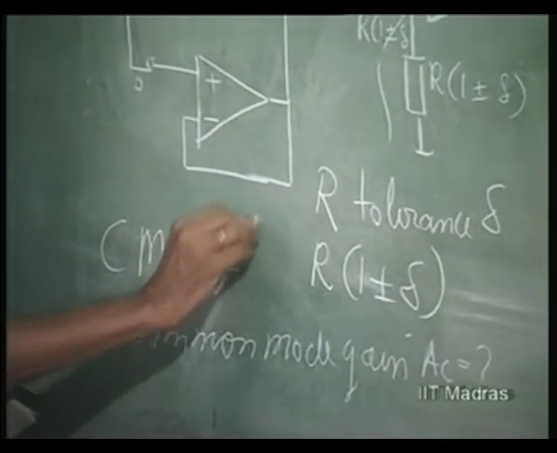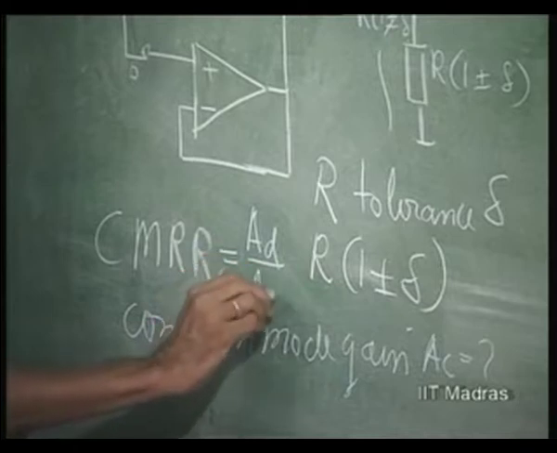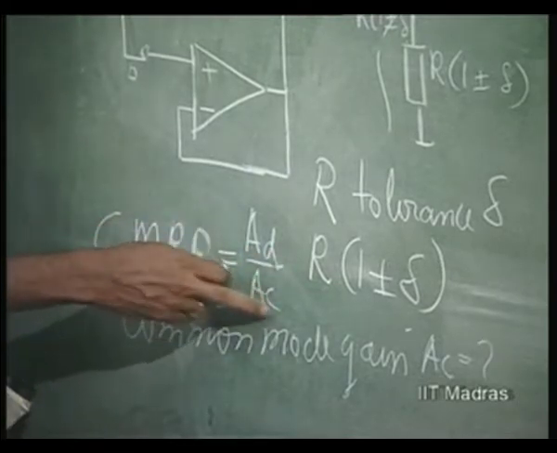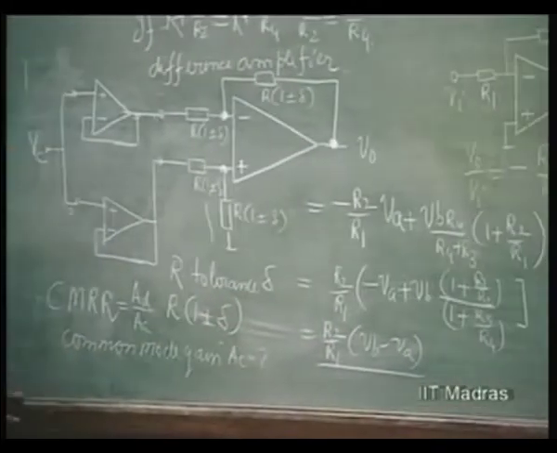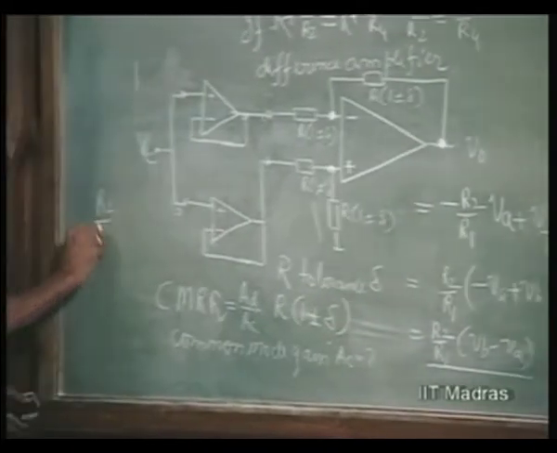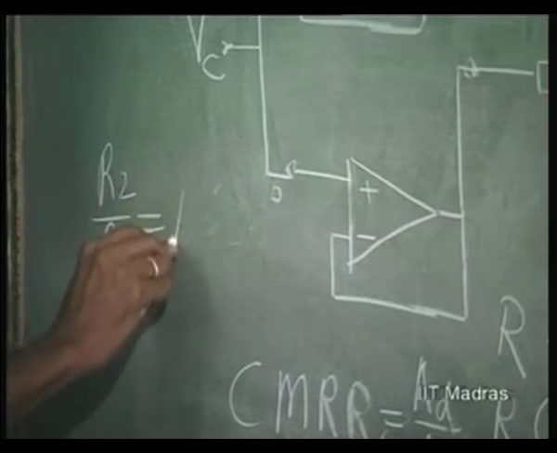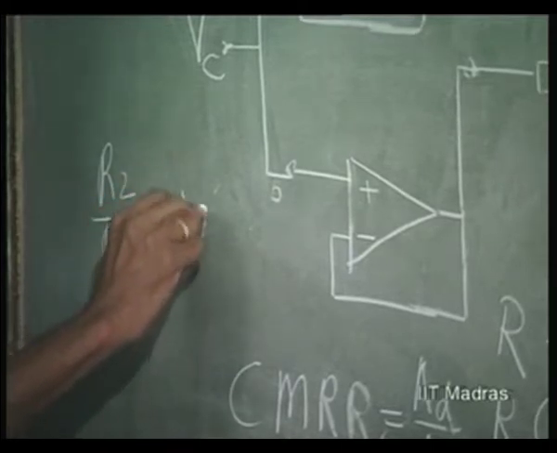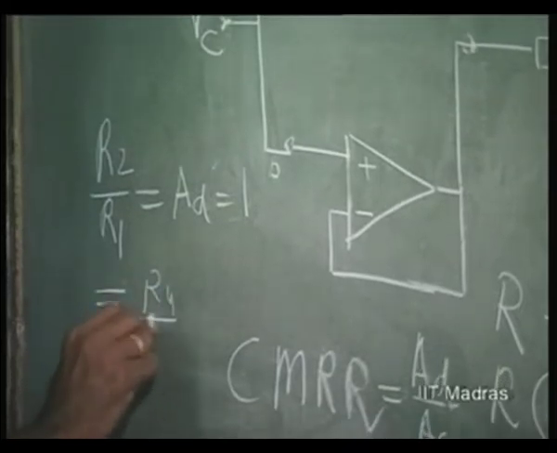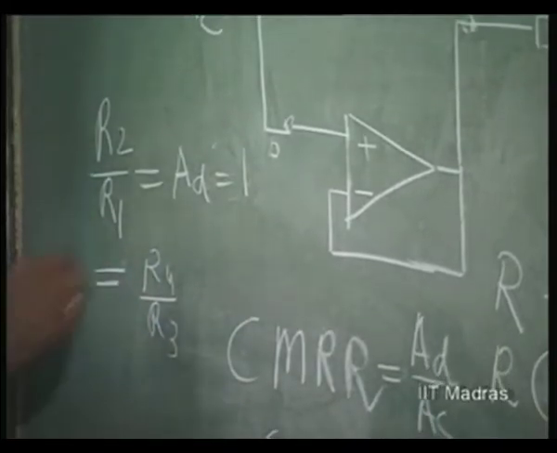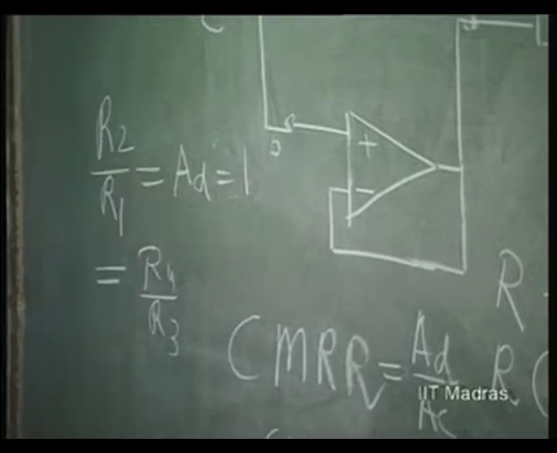CMRR is nothing but AD by AC, the differential mode gain divided by common mode gain. Differential mode gain has been made equal to 1, R2 equal to R1, so AD is equal to 1. But we have to also make R2 by R1 equal to R4 by R3, that means R4 also has been made equal to R3, nominally the same value of resistance R.